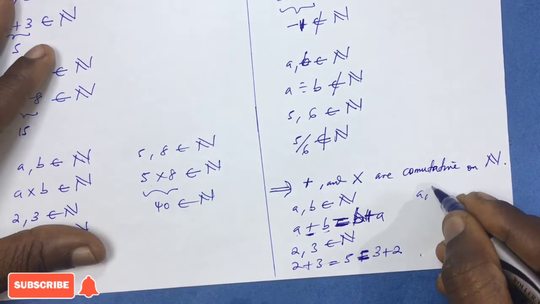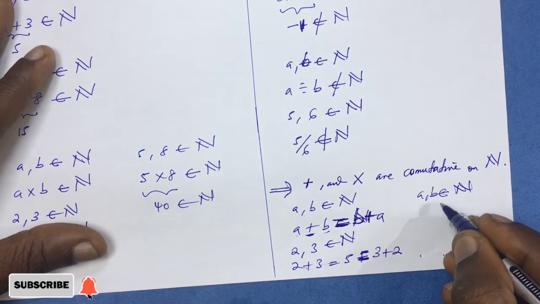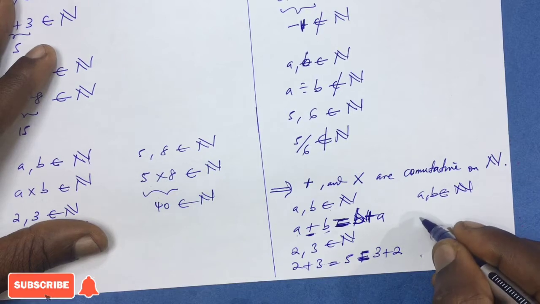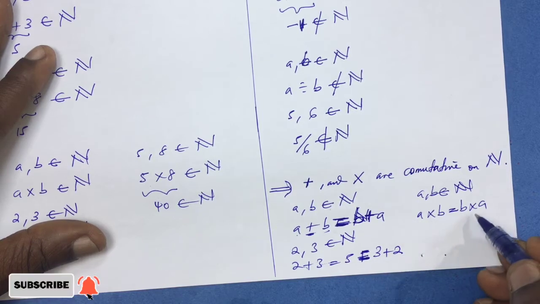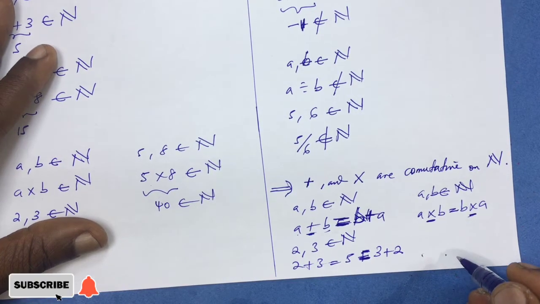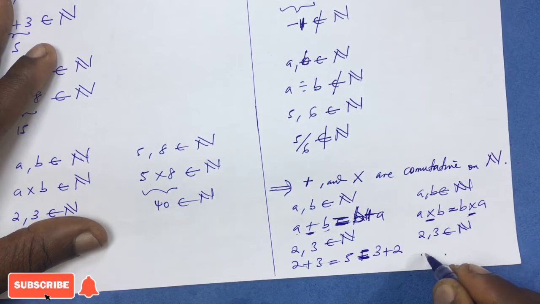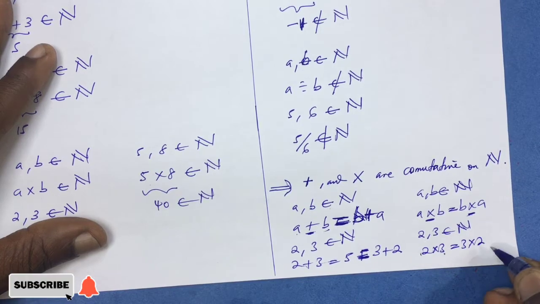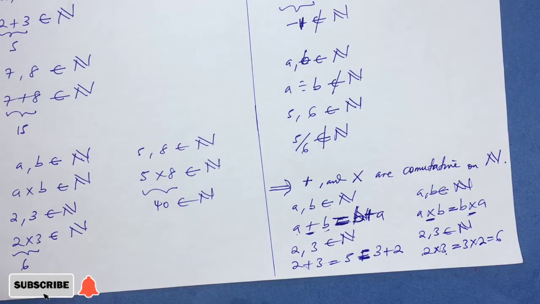Now, another property under commutativity is that if a and b are selected from n, then a times b will be equal to b times a. So if a times b is equal to b times a when a and b are selected from n, then we say that multiplication is also commutative on n. If you look at it again, 2 times 3, where 2 and 3 were selected from n, notice that 2 times 3 is equal to 3 times 2. And the result is 6, which is a member of n. So when 2 multiplies 3 and the result is the same as 3 multiplying 2, then we say that multiplication is also commutative on n. That is the property of commutativity.